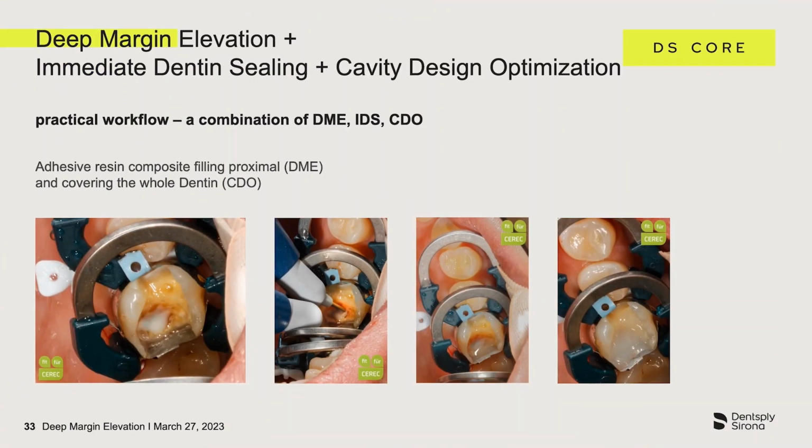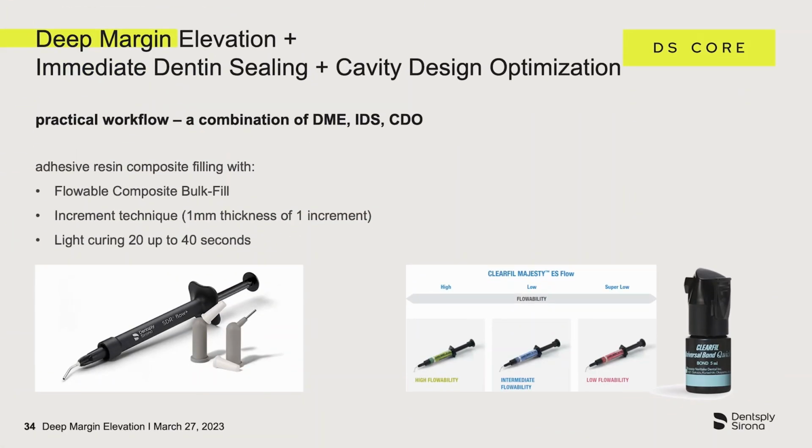Following the conditioning of the dentin, the composite material of choice can now be placed in the proximal boxes. A maximum increment thickness of 1 mm must be observed. The individual increments are light cured. When the proximal box is completely filled, the entire dentin surface is covered as part of the cavity design optimization. A material of choice can be selected as the composite material. Care should be taken to follow the manufacturer's instructions.